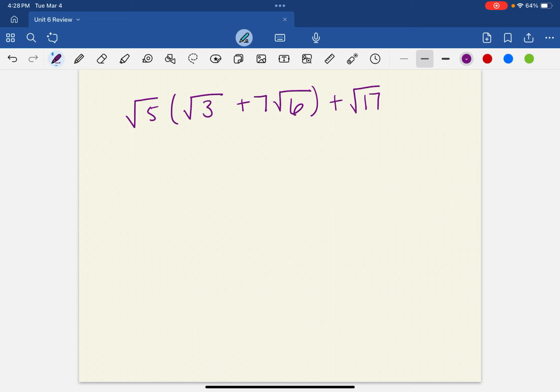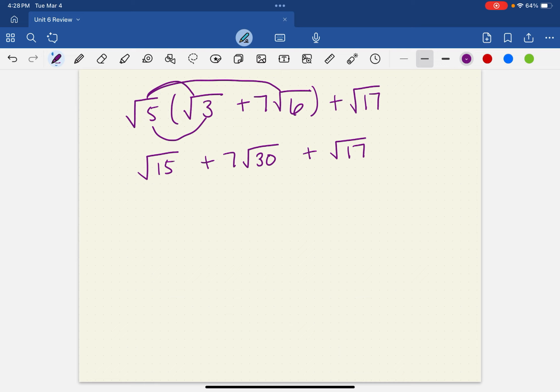Okay, let's go ahead. We are distributing the square root of 5 in here. Remember, when I multiply square roots, or roots, radicals, to other radicals, it's only multiplying whatever's inside. So square root of 5 times square root of 3 would be square root of 15. Plus 7 just stays as it is. 5 times 6, 30. And then plus square root of 17.